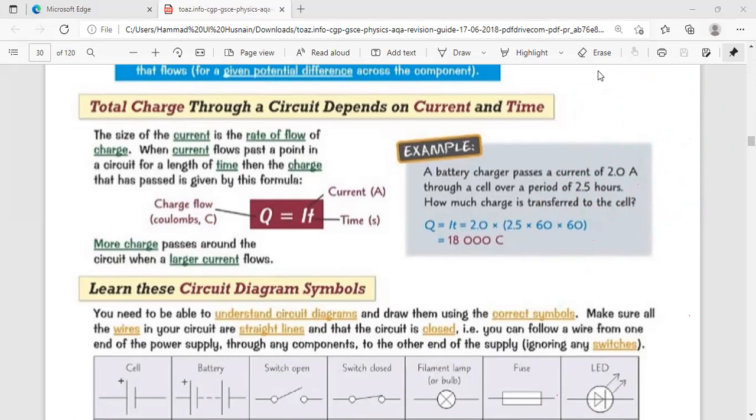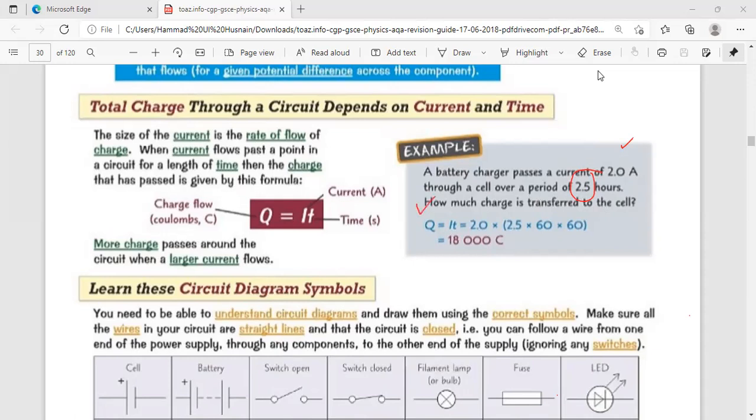Let us say you have a laptop and you have connected the charger with that laptop, and you are charging the battery. Now 2 ampere of current was passing through that battery for 2.5 hours. Now you need to know how much charge was passed or stored in that battery. So how will you solve this?